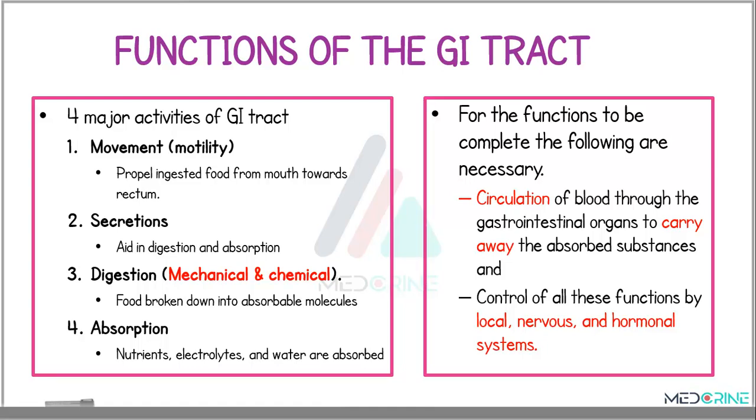Motility is the propulsion of the ingested food from the mouth towards the rectum, and secretions aid in digestion and absorption. Digestion can be in mechanical or chemical form, whereby the food is broken down into absorbable molecules. Lastly, absorption occurs when there is uptake of nutrients, electrolytes, and water. For these four functions to be complete, circulation and control are necessary. Circulation of blood through the gastrointestinal tract helps to carry away the absorbed substances, and the control of these functions is aided by the local, nervous, and hormonal systems.